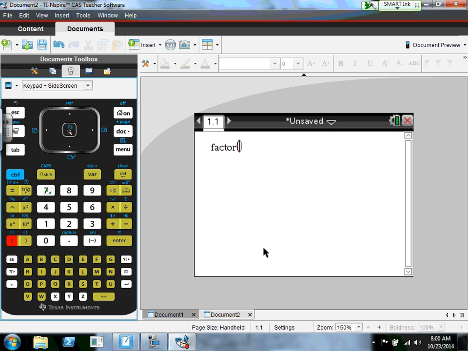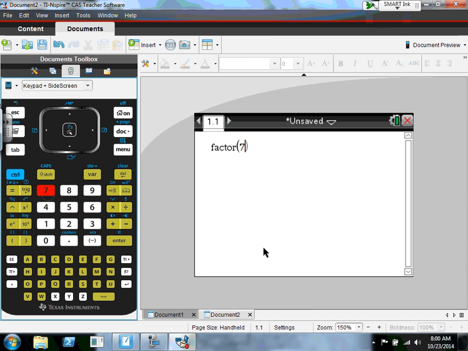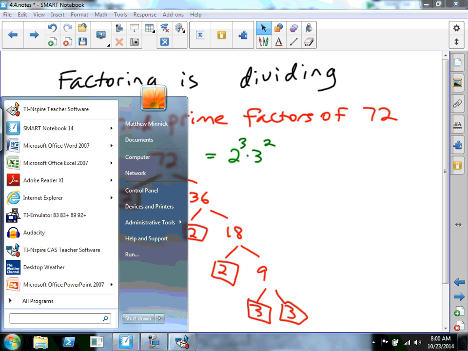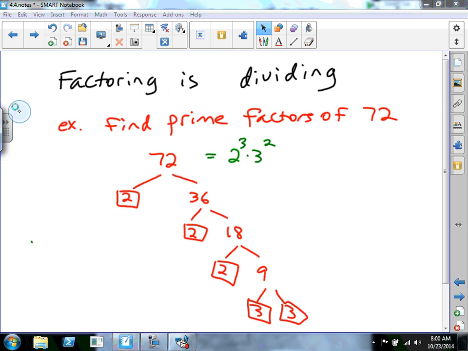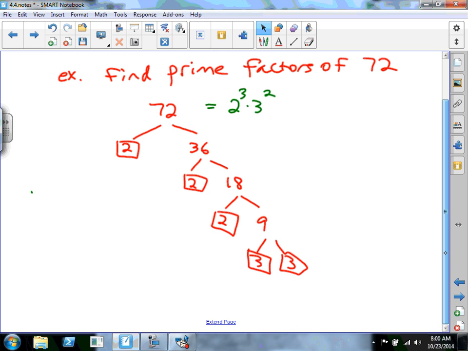For some reason, when I get to the 7, all of a sudden, this thing wants to fight me. So I'm going to factor 72. And it gives me the prime factors. Okay? So if I ask the calculator to factor a number for me, it gives me the prime factors. Is everybody okay with that? Now the regular Inspire will actually do the same thing. And for whatever reason, the regular Inspire said, no, we're not going to open. So I'm going to try to open that, and we'll go back to this factoring business while that's trying to load. I have a feeling my computer really hates me.